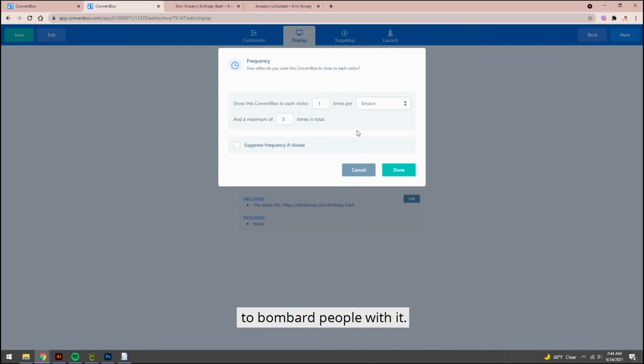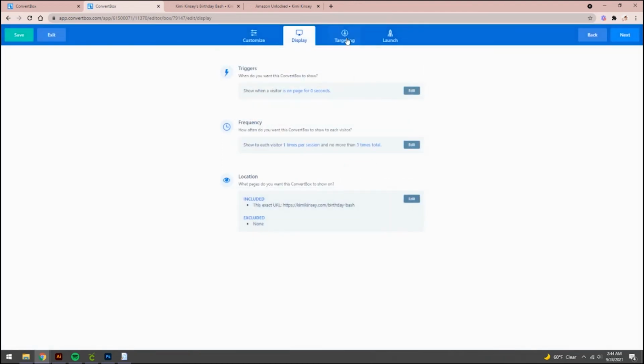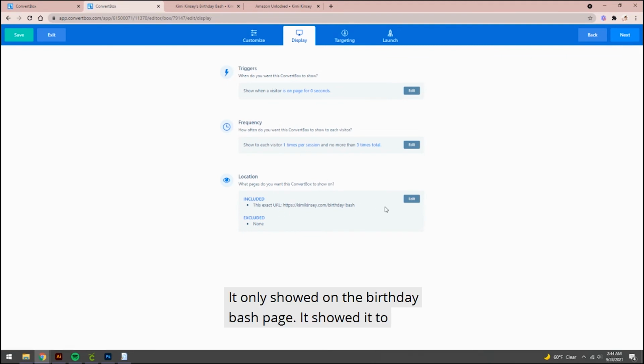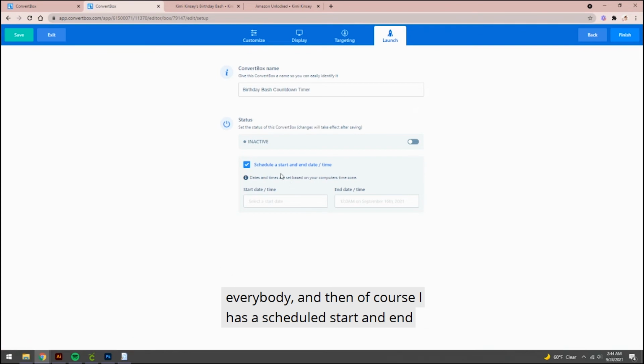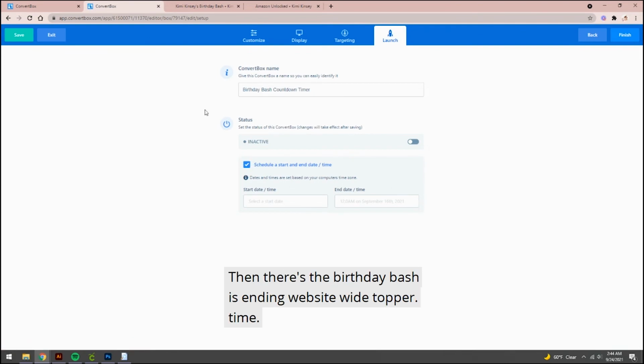I didn't want to bombard people with it. I feel like too many pop-ups on a page, even if they are not really a pop-up, because I don't really consider this so much a pop-up. It's more like an info bar, but even still, I didn't need to bombard them with it every day. They just needed to get the information, and then after that, we were good. They didn't need it in their faces all the time. It only showed on the birthday bash page. It showed it to everybody, and then of course, I had a scheduled start and end time.